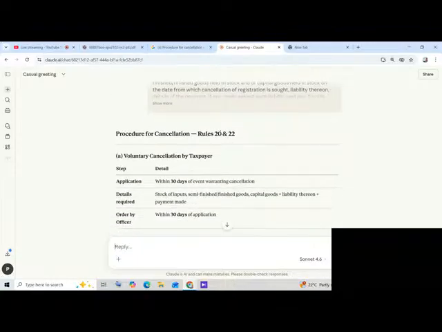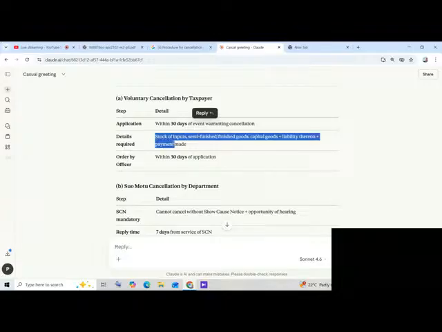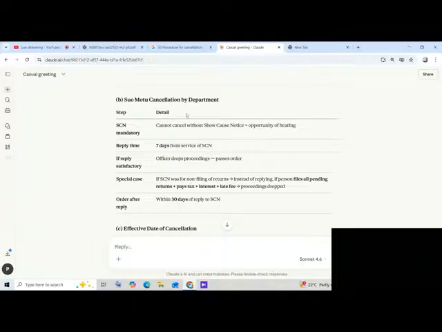Procedure for cancellation, Rules 20 and 22. Voluntary cancellation by taxpayer. Step: application within 30 days of event warranting cancellation. Details required: stock of inputs, semi-finished, finished goods, capital goods, liability thereon, payment made. Order by officer within 30 days of application. Next, cancellation by department. Show cause notice is mandatory; cannot cancel without show cause notice and opportunity of hearing.